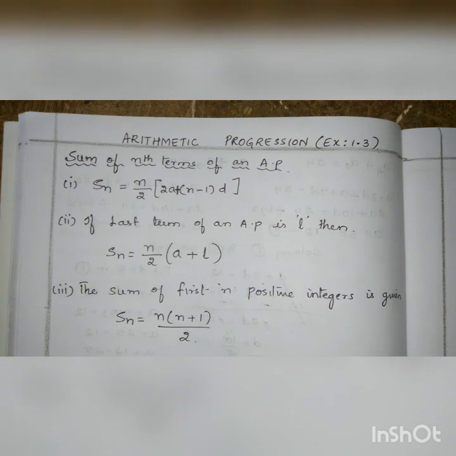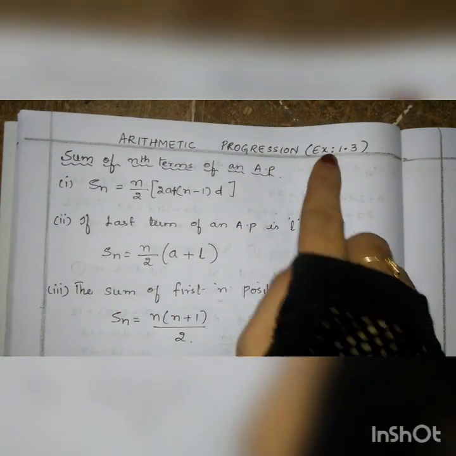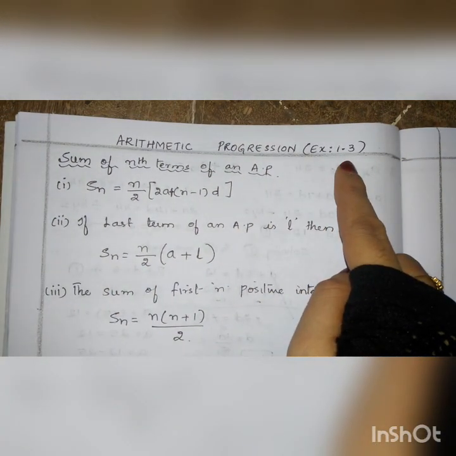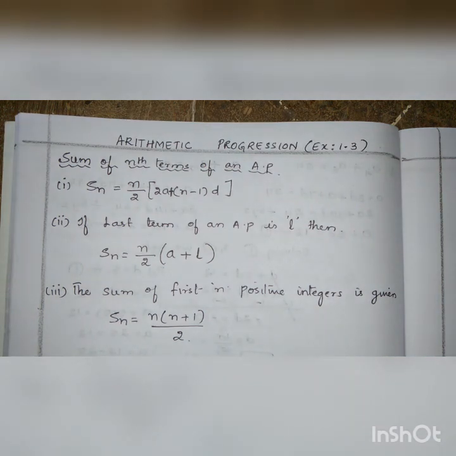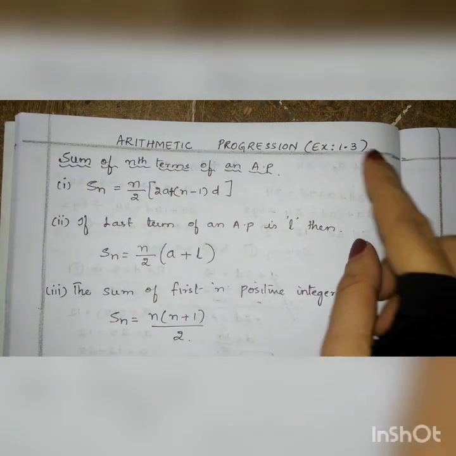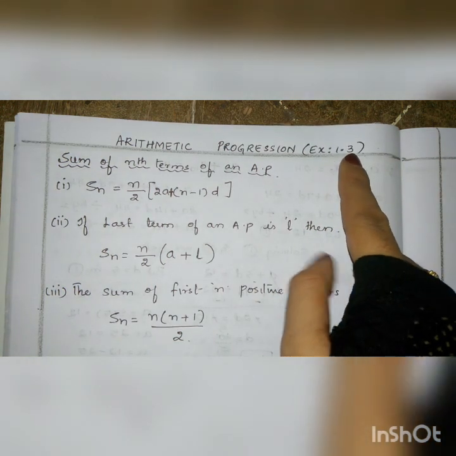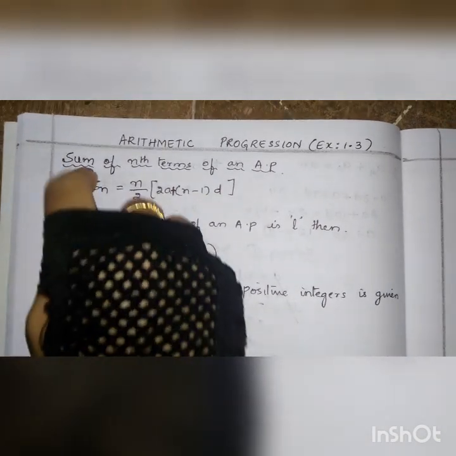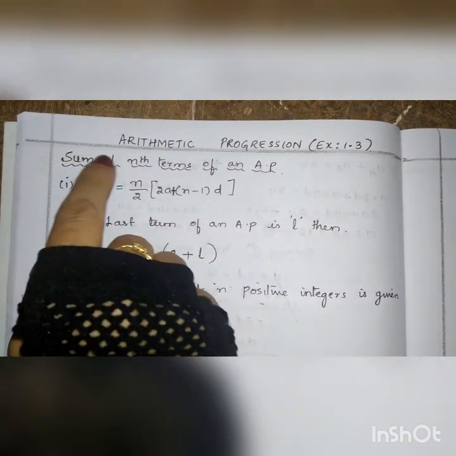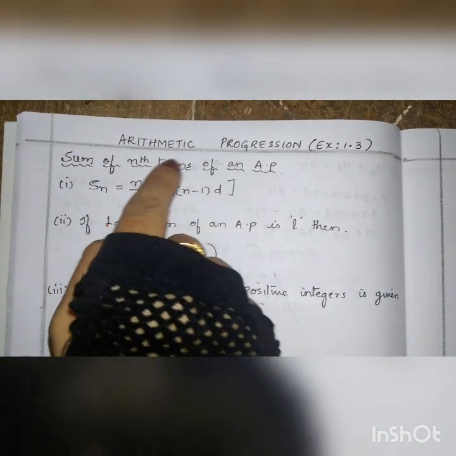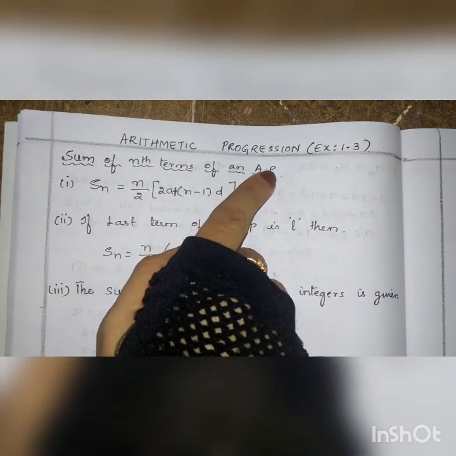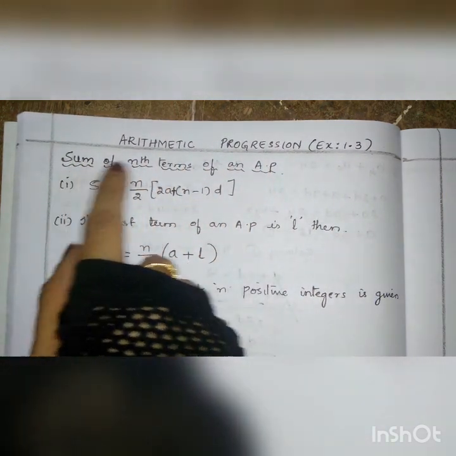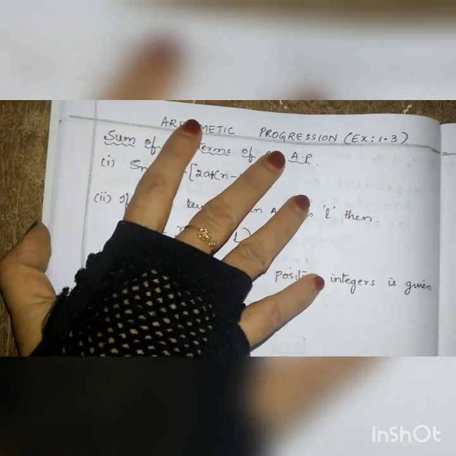Today I am here with arithmetic progression exercise 1.3. In my previous video I have completed till exercise 1.2. So today we are going to commence with exercise 1.3. Before we commence, in previous videos I have told you about the nth term of an AP. Now we are going to learn the sum of n terms of an AP.